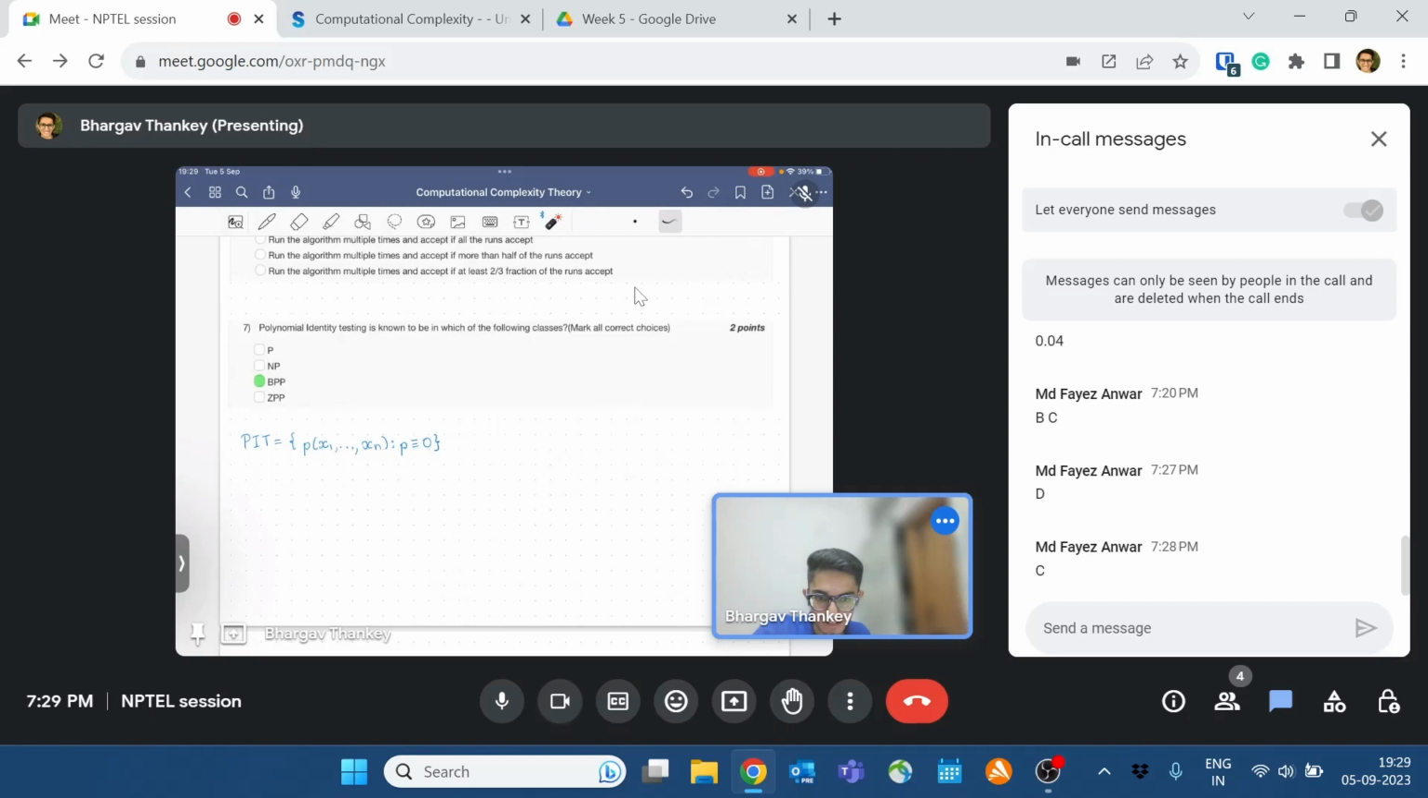Okay. Sorry. So the problem is this: a PIT is the set of all polynomials in n variables which are identically zero. That is, when you write the polynomial as a sum of monomials, the coefficient of every monomial is zero, right? Yes. And that is equivalent to saying that the polynomial evaluates to zero at every element, regardless of what you put in place of x1 to xn.